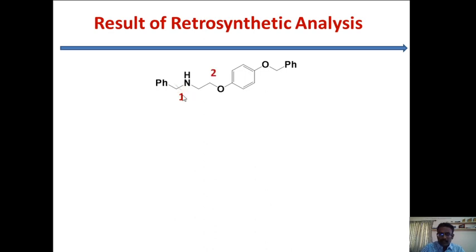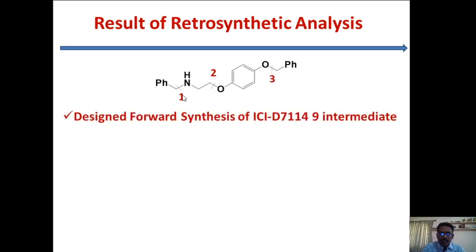Okay, then you can do the second bond, the third bond over here. Because the fourth one is right over here, I didn't write here. We have done all the bond breaking. Now we are going for the forward reaction.